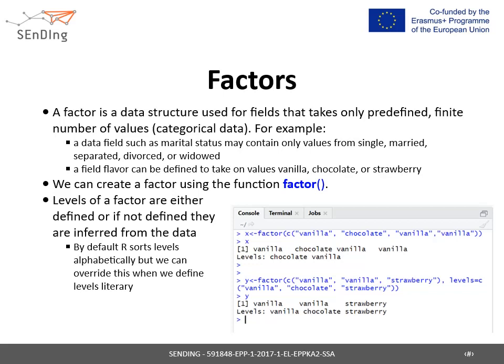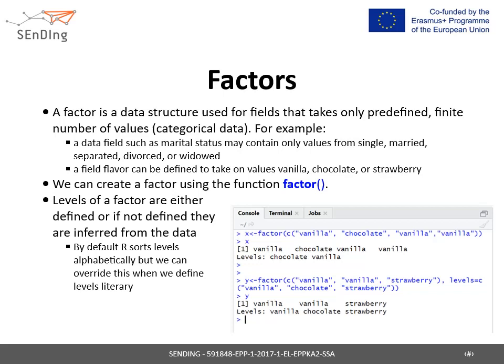A factor is a data structure used for fields that take only a predefined, finite number of values, in the form of categorical data. For example, a data field such as marital status may contain only values from single, married, separated, divorced, or widowed. Another example is to define a field flavor to only take on values vanilla, chocolate, or strawberry. The different possible values a factor field can take are called levels.